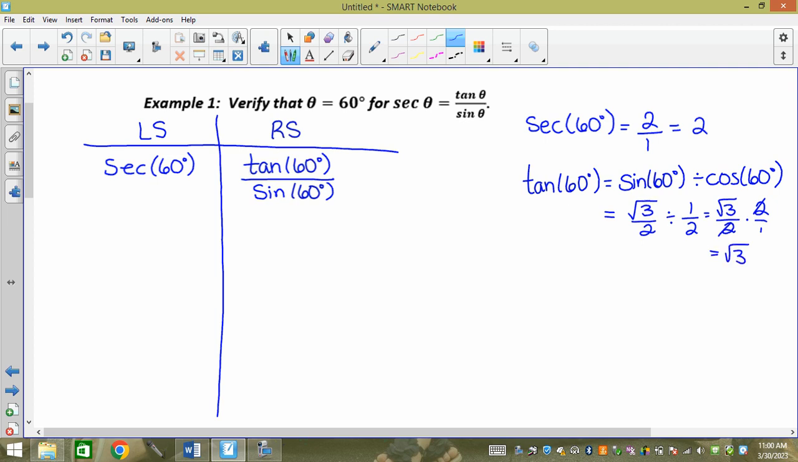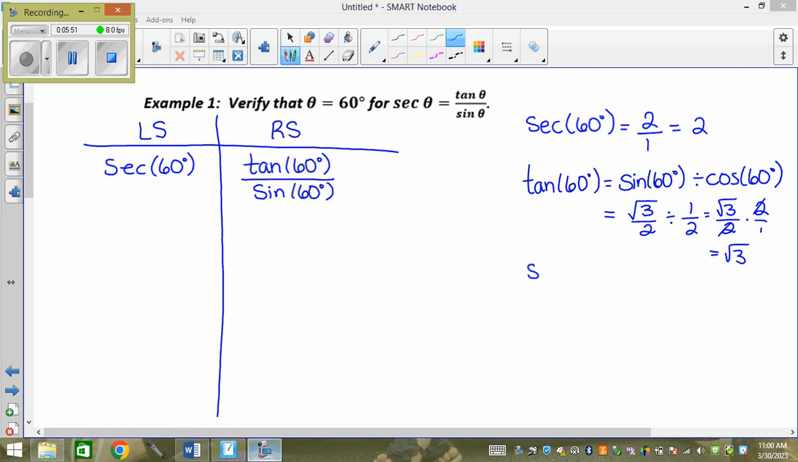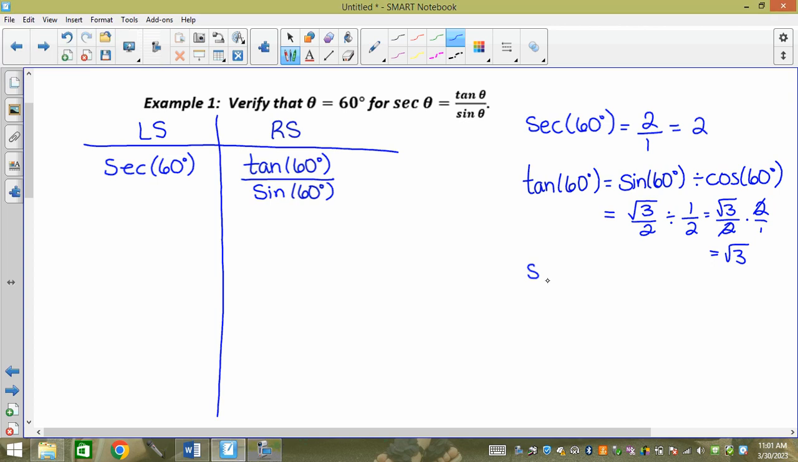Sine of 60, I'm going to write it off to the side because I like doing that. But you don't have to. Sine of 60. We agree sine of 60 was root 3 over 2. Do we really need to write it over here? No. But I'm not a rebel, so I'm going to show all the work.